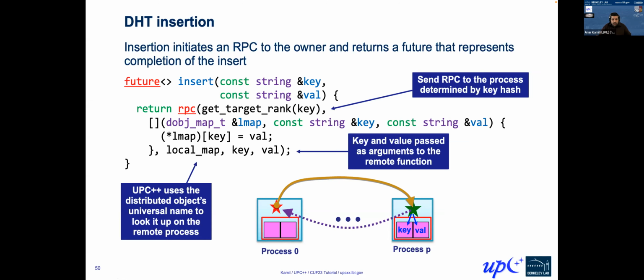All right, so the high level observation I want to make is that the combination of a distributed object and RPC makes this code really simple. We just make use of the distributed object as an argument to our RPC, and the code that the RPC runs is just doing the insertion locally using standard C++.